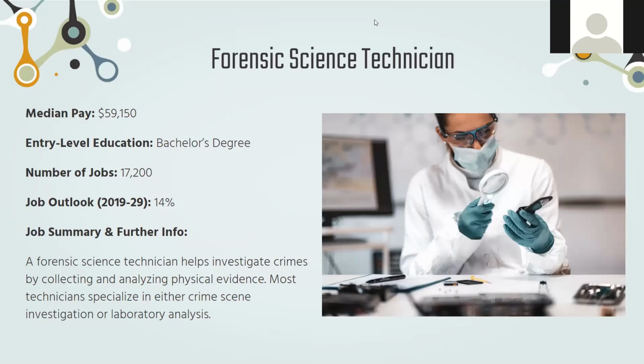Forensic science technicians may work for local, state, or federal law enforcement agencies, crime labs, the coroner's office, and hospitals. The median pay is $59,150. Entry level, you would need a bachelor's degree in the natural sciences, such as biology or chemistry. There are 17,200 jobs as of 2019, and job outlook is as high as 14%.